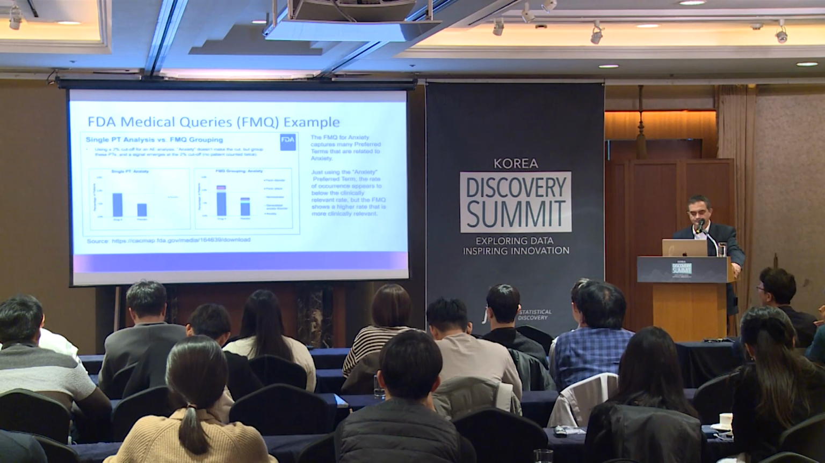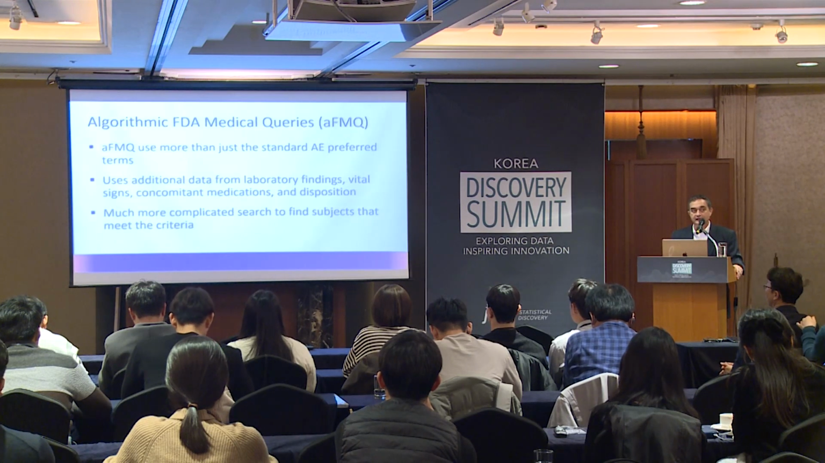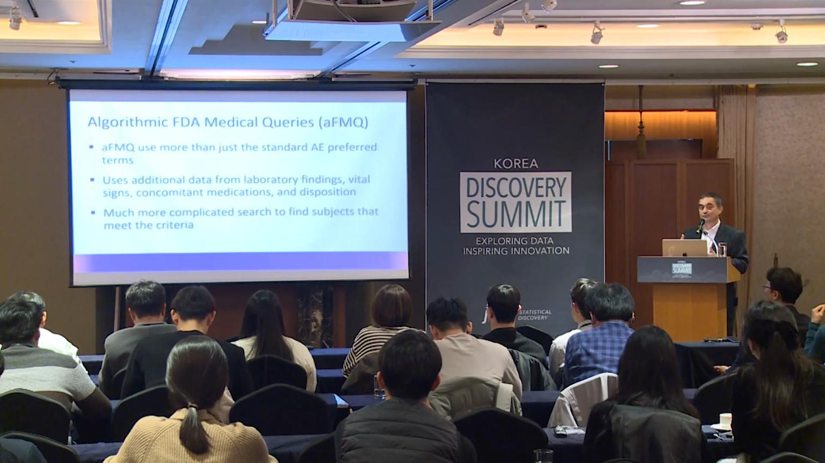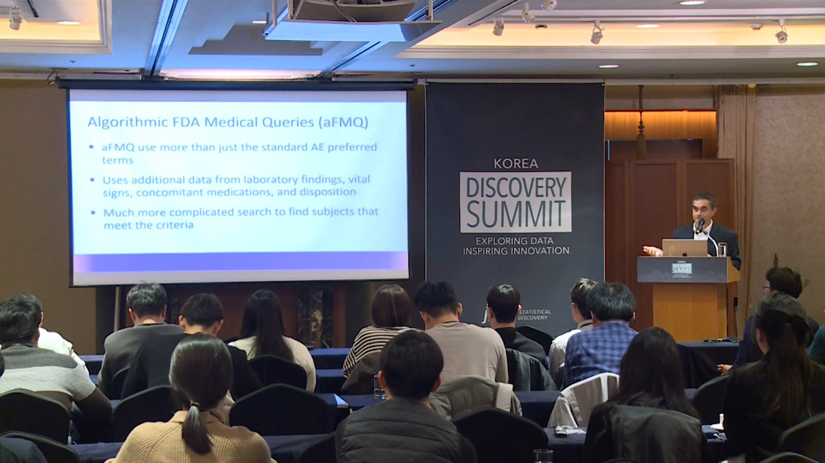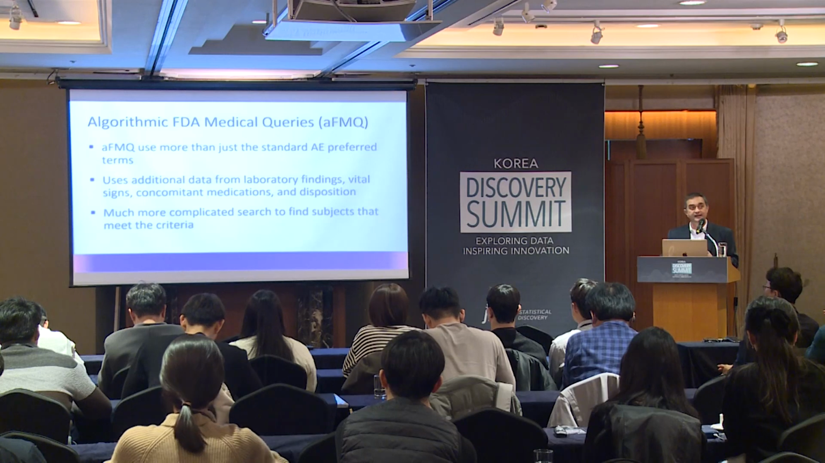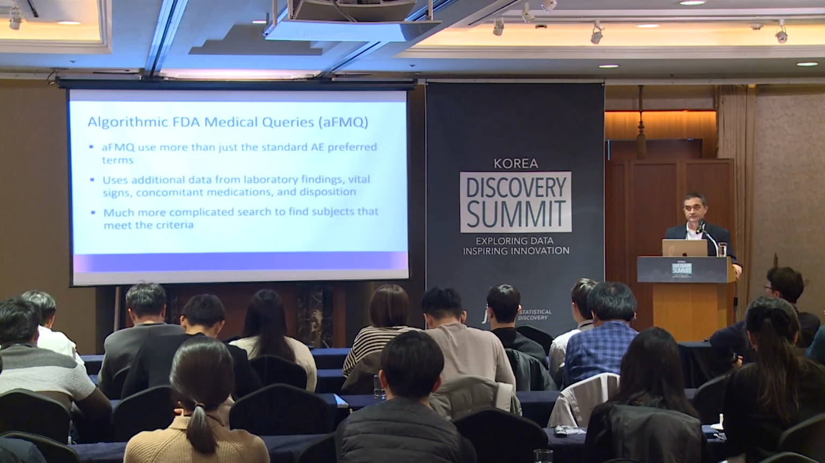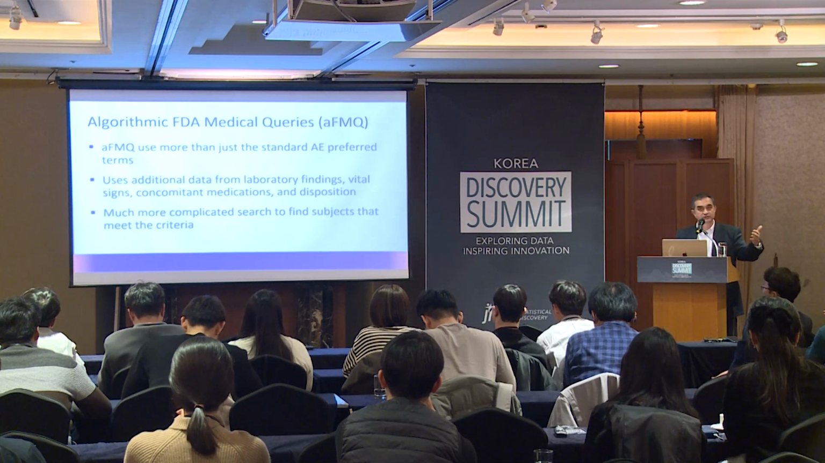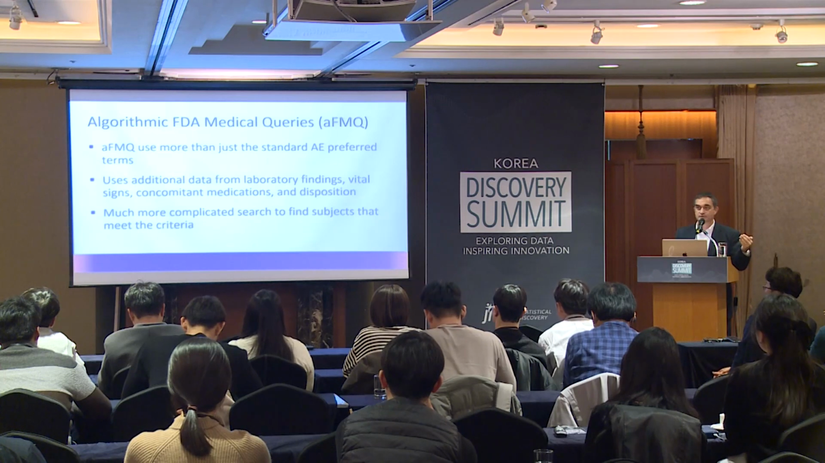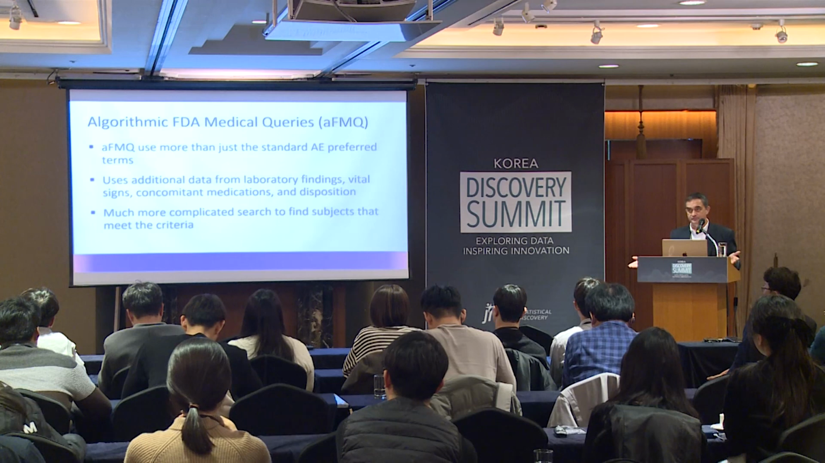Okay. So the FDA has published this grouping of custom medical queries, the FDA medical queries, and you can use those. In addition, they've also added in even more advanced queries that are called algorithmic medical queries. And the algorithmic FDA medical queries use more than just the coding of the adverse events. They also use other data that's collected on subjects during the trial, such as laboratory test results from when their blood is tested or when their blood pressure is measured.